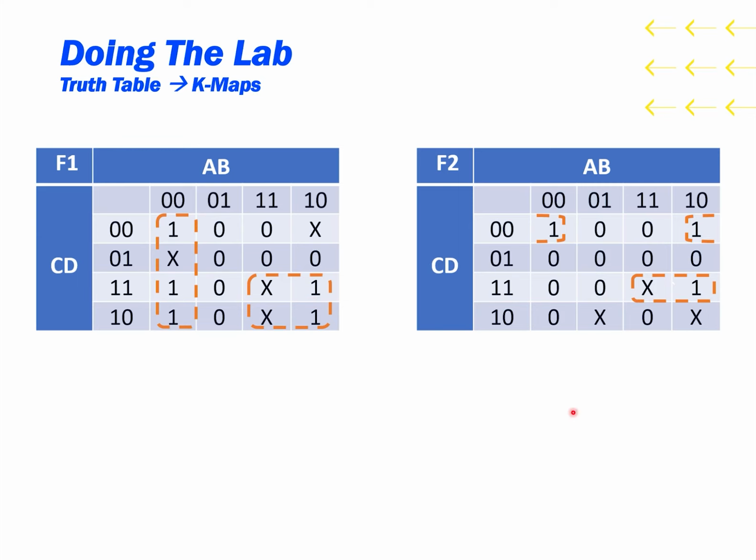Well, looking at the first K-map, we could group all of the corners together, and that would allow us to share that gate, like so. If we do that, then this one is no longer covered, so we'd have to make a new group, like so.